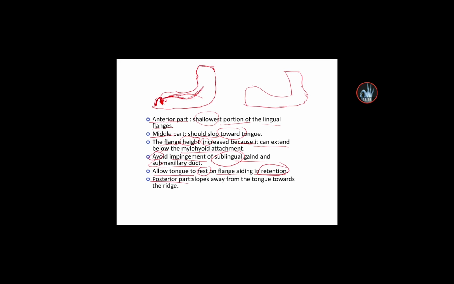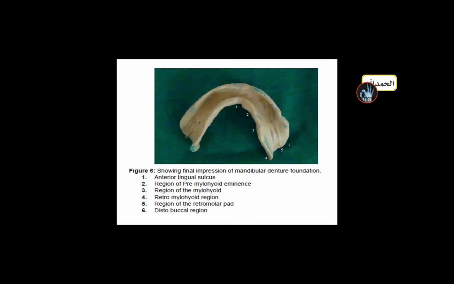The posterior part slopes away from the tongue toward the ridge. بيكون يعني نازل كذا من تحت اللسان وطالع مع الرج، يعني بيكون قريب أو بجهة الرج، بجهة هذا الرج العظمي اللي تكلمنا عليها. So I think it will appear here on the denture, showing the final impression of the mandibular denture foundation.